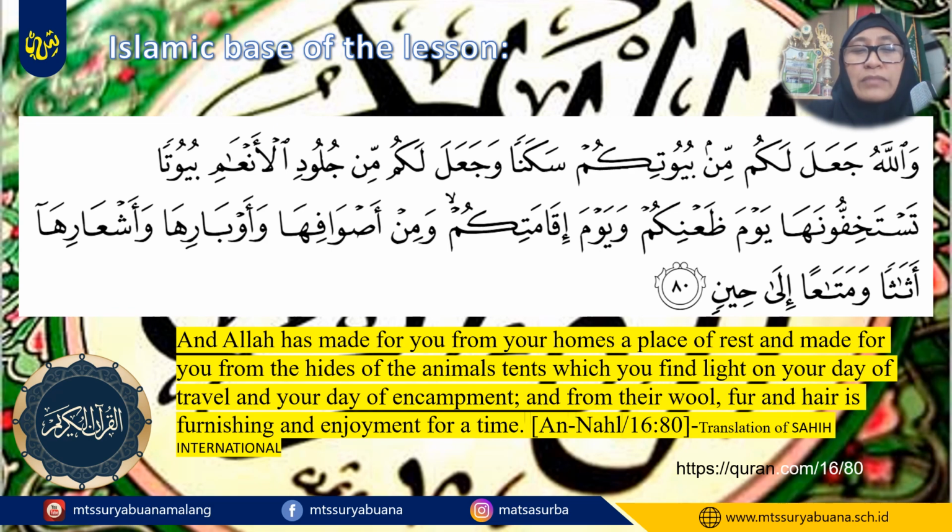And Allah has made for you from your homes a place of rest, and made for you from the skins of the animals tents which you find light on your day of travel and your day of encampment, and from their wool, fur, and hair is furnishing and enjoyment for a time.